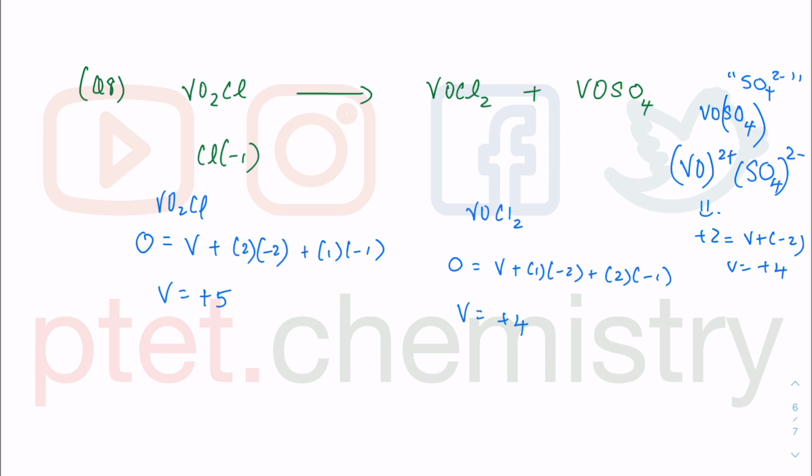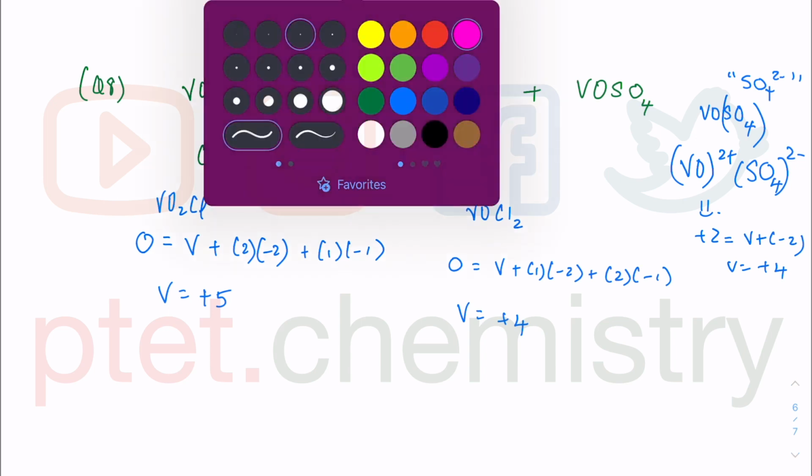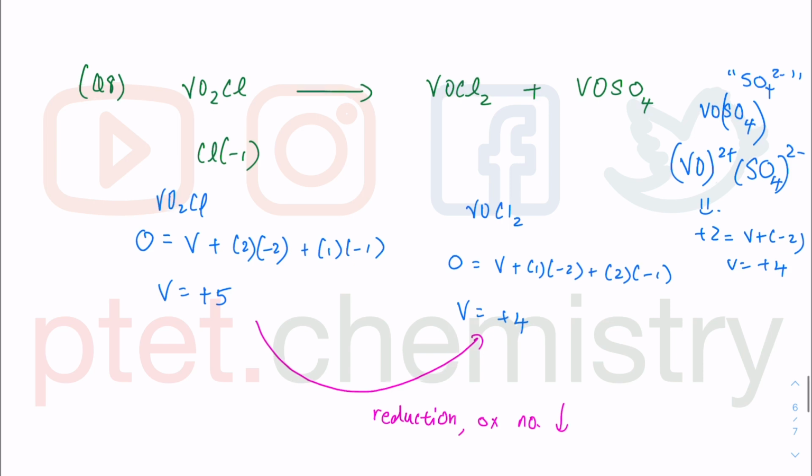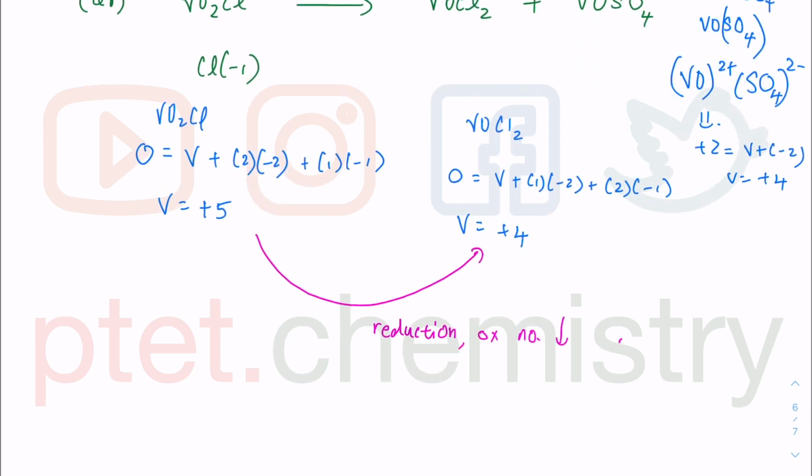So what can we do? We look at the vanadium. The plus 5 going to plus 4 is a reduction, because your oxidation number or oxidation state decreases. So you're looking at option C and D, so not A, not B.